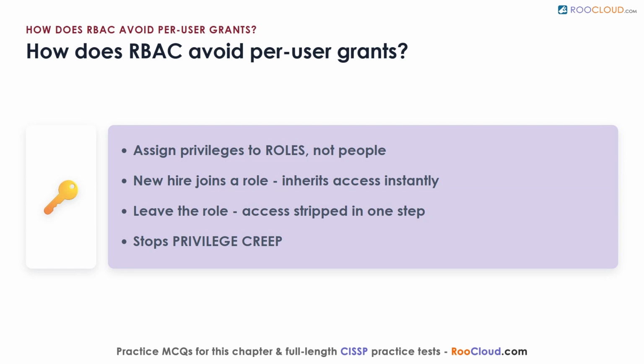Back at our credit union, you create a loan officer's role, and every new hire simply joins it and instantly inherits the correct access. Move someone to a new department, and you pull them from the role in one step, cleanly stripping those privileges. This is what stops privilege creep, the slow pile-up of access people accumulate but never lose.